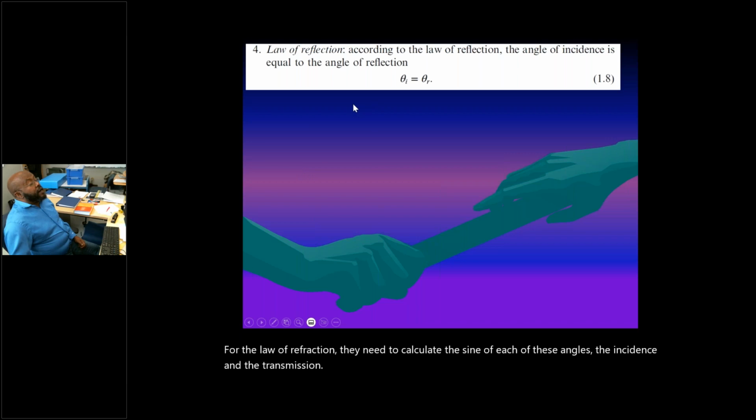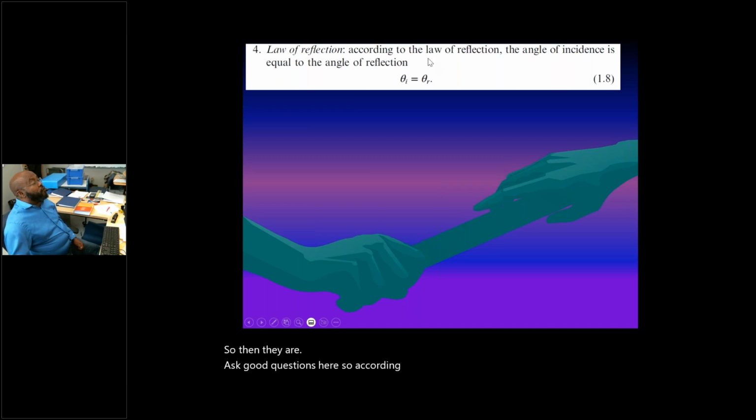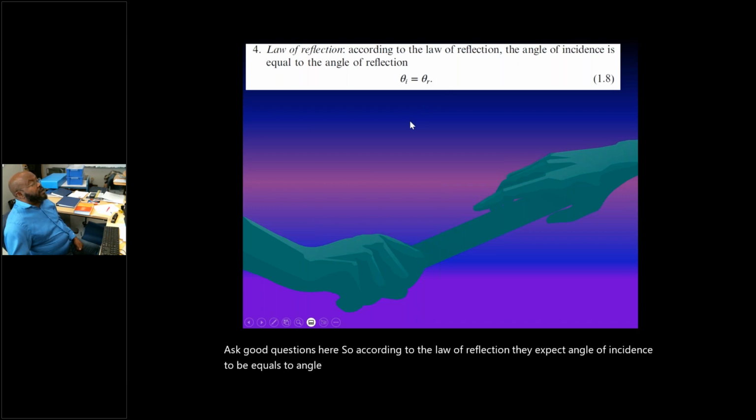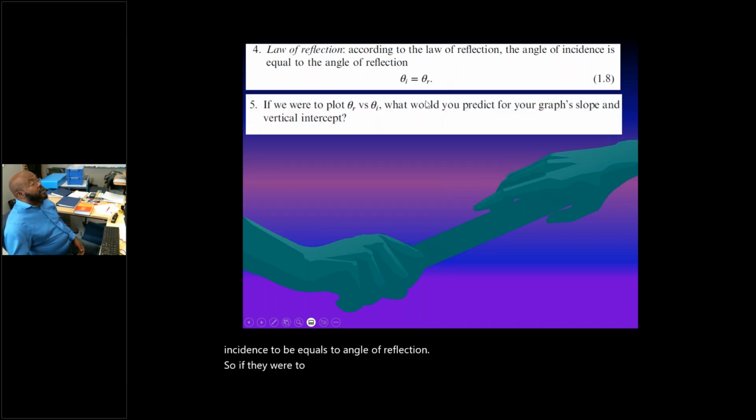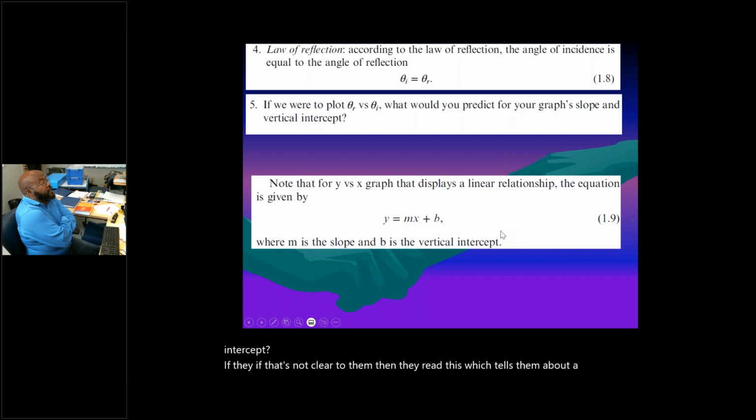So then they are asked questions here. So according to the law of reflection, they expect angle of incidence to be equal to angle of reflection. So if they were to plot this, what would they predict for the graph slope and the vertical intercept? If that's not clear to them, then they read this, which tells them about a linear relationship between two quantities, y and x. And then they need to provide their answer in the space provided.